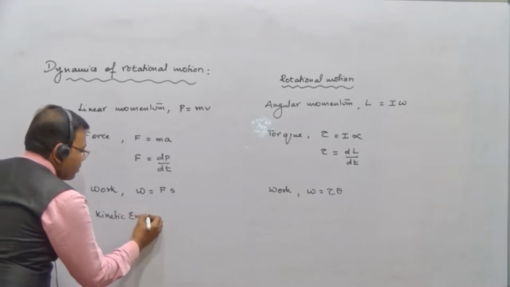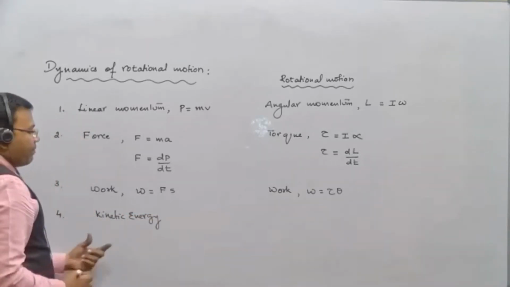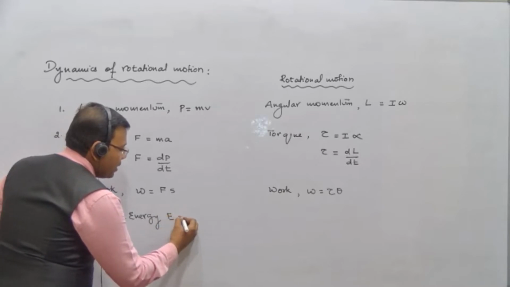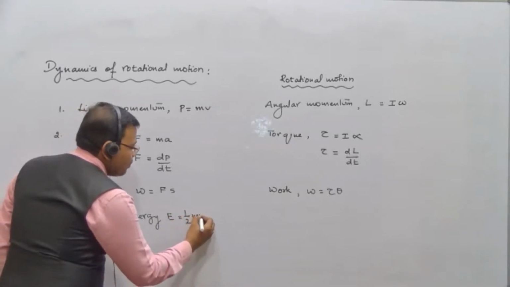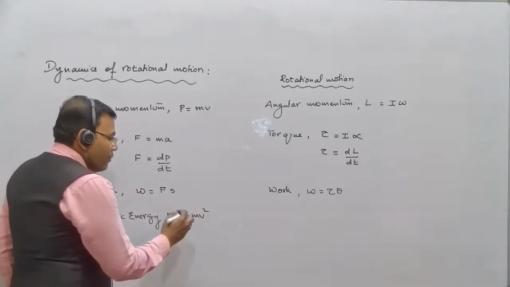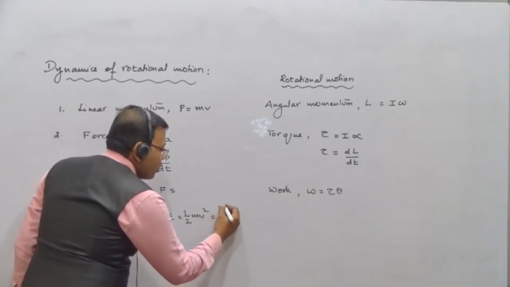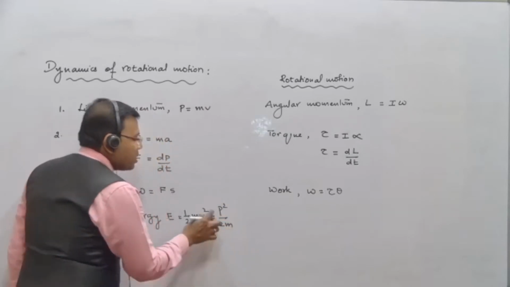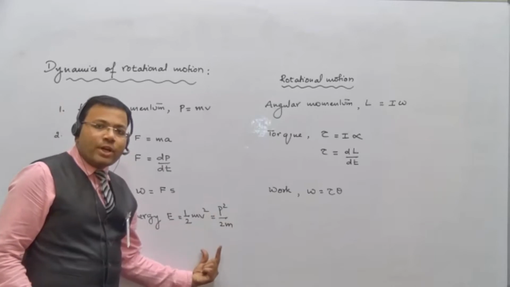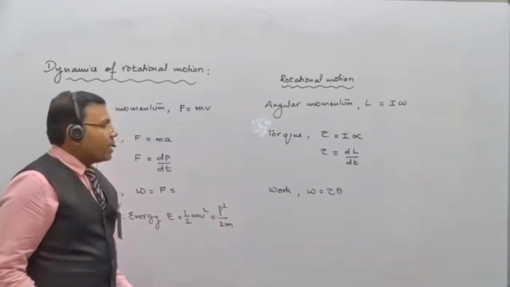Kinetic energy. Students, we write the formula for kinetic energy as half mv square. This is one formula for kinetic energy. Another formula is P square by 2m, where P is momentum. This is also a formula for kinetic energy. The same I can write here also.